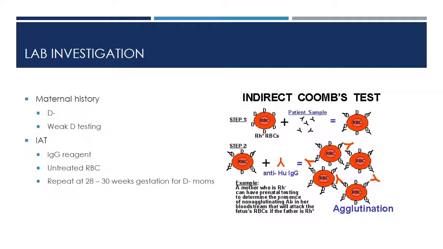Now, if your mom is D negative, you'll do that prenatally. Usually, women come in the first month that they know they're pregnant, so we'll do it then. But then we'll also do the test again later on during pregnancy. If she proves to be negative, because we want to be sure that nothing has developed, you'll repeat that test at 28 to 30 weeks of gestation for the D negative moms. In an otherwise uneventful pregnancy, you would repeat it just to be sure that she hasn't become sensitized in any way.